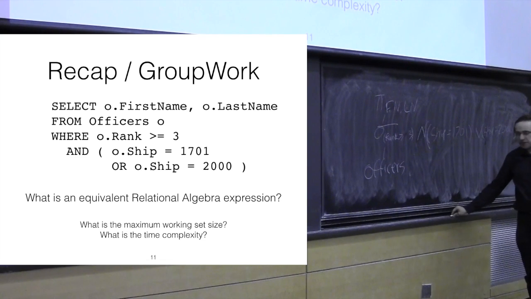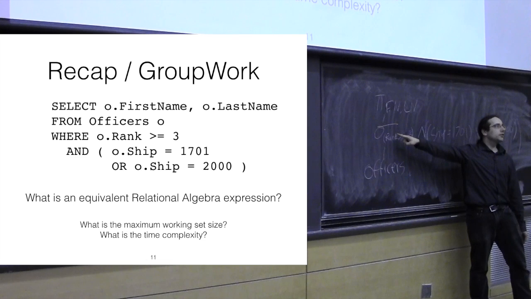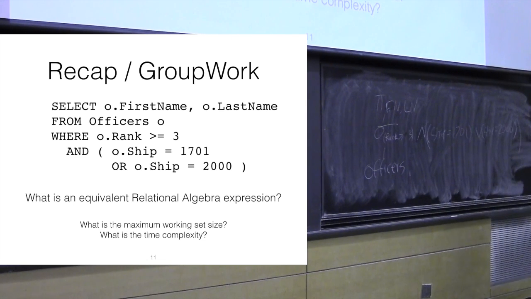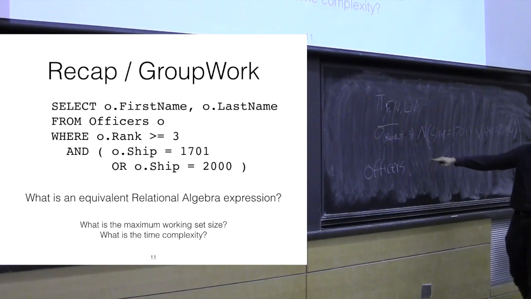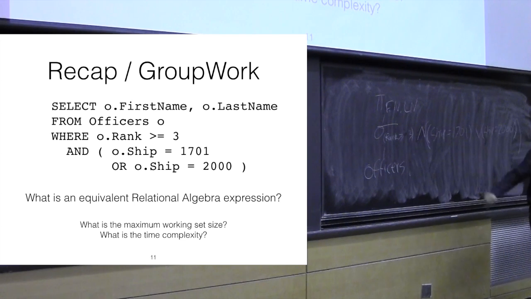All right, what's my working set size at each step? Here, how many tuples do I need to process one tuple from officers? 1. Here, 1. Here, 1. Okay, so this is a really nice low memory query. What about time? How much time do I need? O of n. Every single tuple in officers, I have to read it in and filter out every single one of those tuples, one at a time.